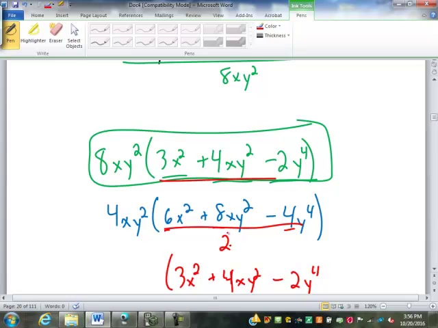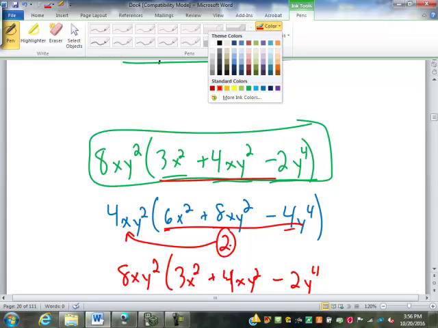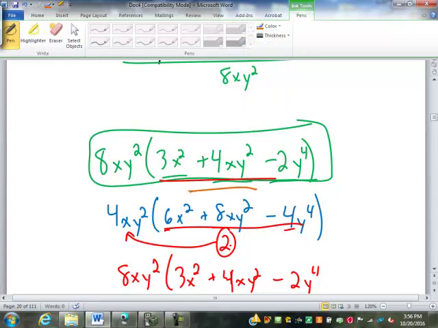What do we do with that 2? That 2 combines with the 4xy squared. 4 times 2 is 8. So if you get done, if you take a chance and you look at it, and you see that each of the numbers can still divide by something, or if you see that there's still a variable that's in each one of them, you know that there's something more you could have divided out.